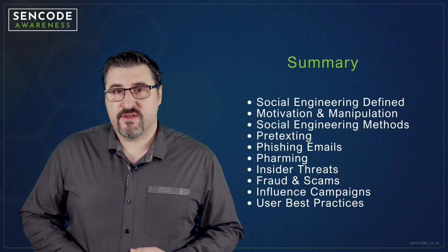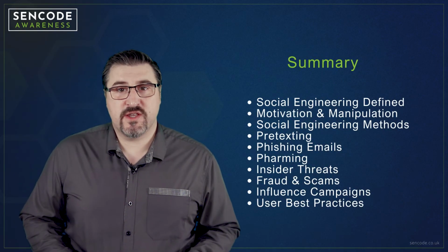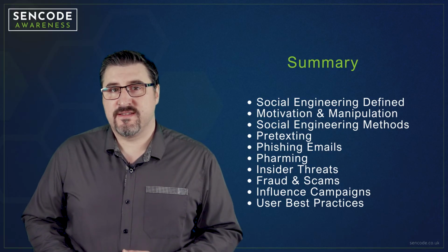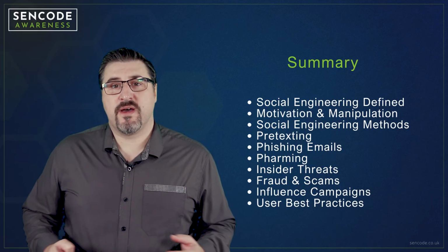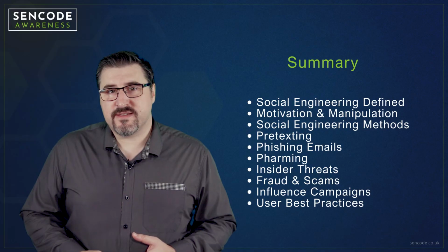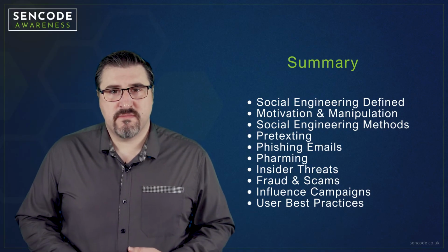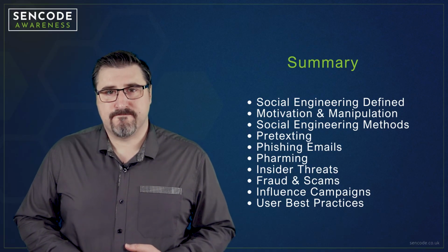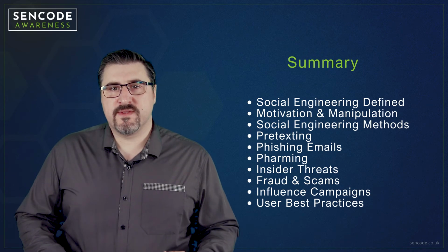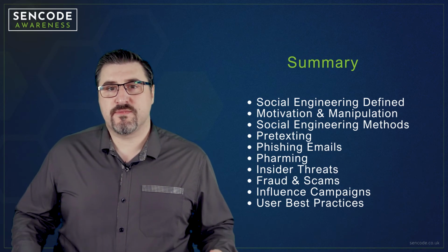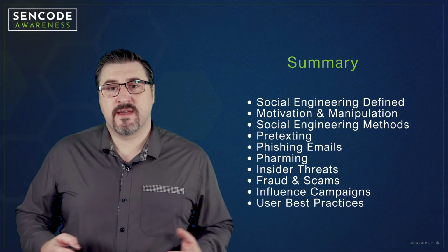We'll start by defining social engineering. We'll look at motivation and manipulation involved in an attack and the methods used to attack people without them realising. These will include pretexting, phishing emails, pharming, insiders and fraudulent activity. Then we'll touch on misinformation and influence campaigns before listing the best practices for improving resilience against these kinds of attacks.